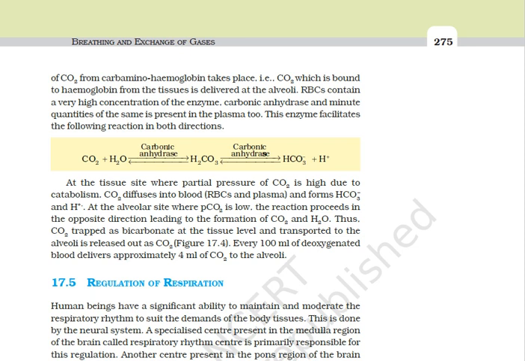And I have already told you that around 7% of CO2 is carried through plasma in a dissolved state, and in the beginning I mentioned that about 4 ml of CO2 is transported by every 100 ml of blood. That means every 100 ml of deoxygenated blood delivers approximately 4 ml of CO2 to the alveoli. Remember, here the blood is deoxygenated.